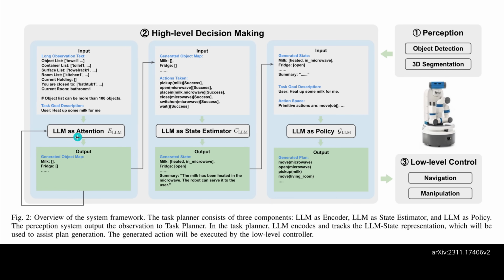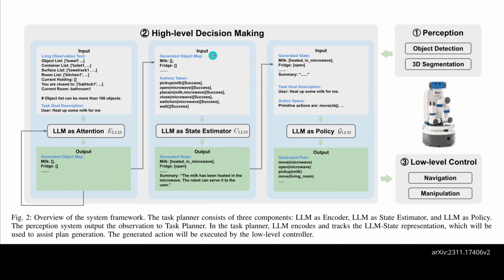How does it work? We have an LLM as the attention, an LLM as the state estimator, an LLM as a policy. And they tell you start simple, with an input. You look around as, I don't know, a robot, and then you find, okay, what I can identify: all the objects in the room, and then I have a task description, a goal. The LLM as attention is simple. I have a generated object map. I have milk, 0, fridge, 0, whatever.